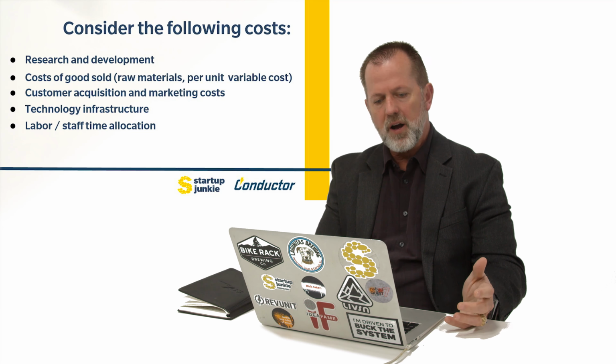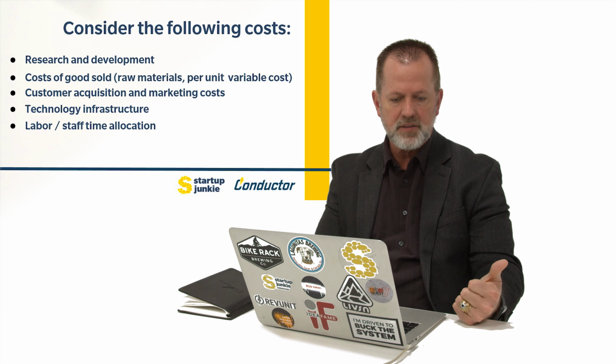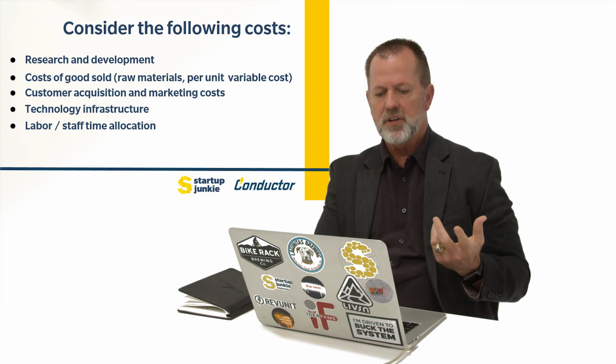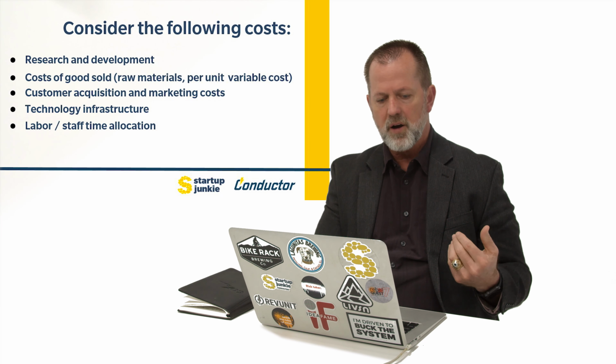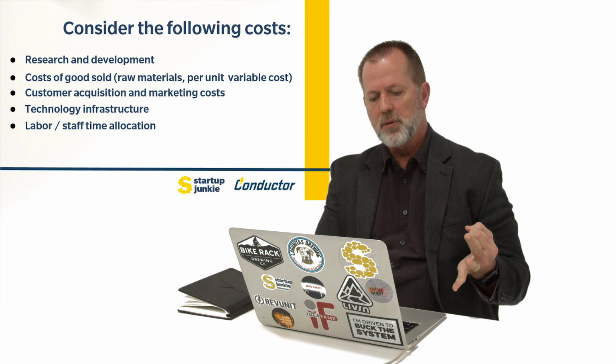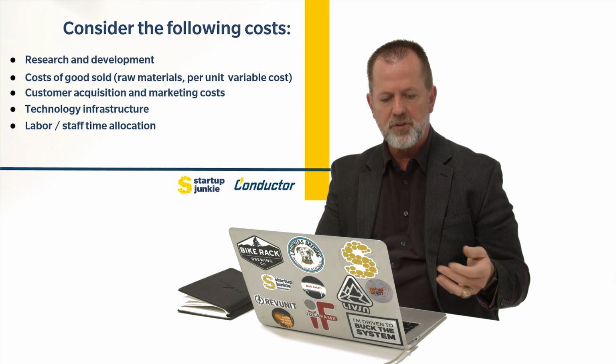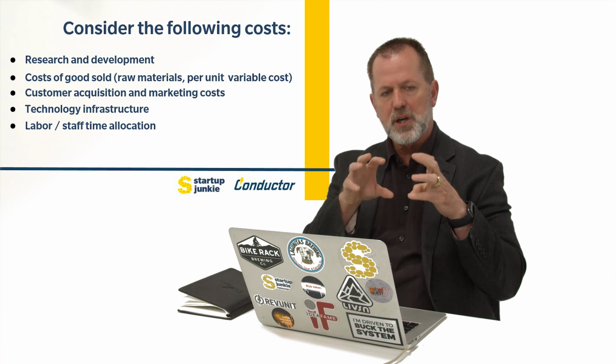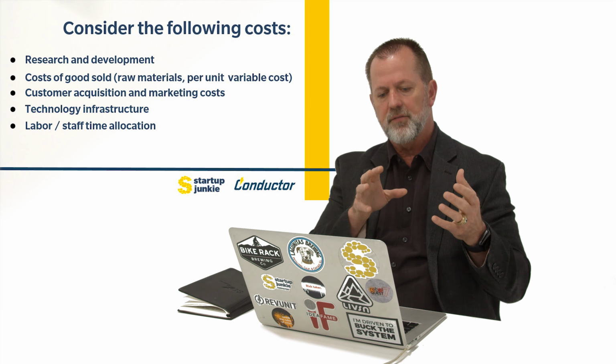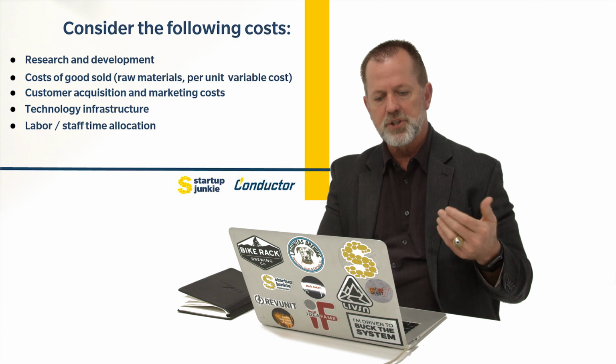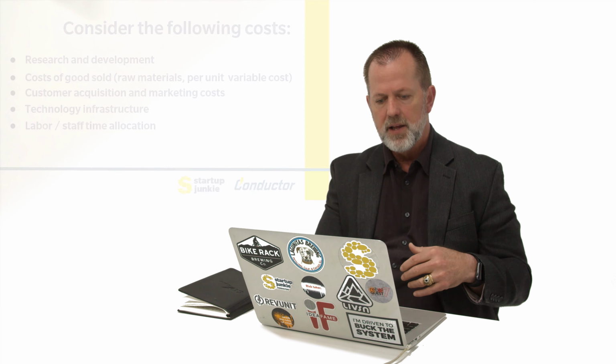So when you're considering costs for this box on the lean canvas, it can be things like research and development, your cost of goods sold, raw materials, variable cost on a per unit basis, customer acquisition and marketing costs, technology infrastructure, labor and staff. It's sort of a compressed expense view from your income statement. That's what you're going to put in here with a little less detail. It won't be nearly as detailed as a typical income statement because remember, speed is the key here.